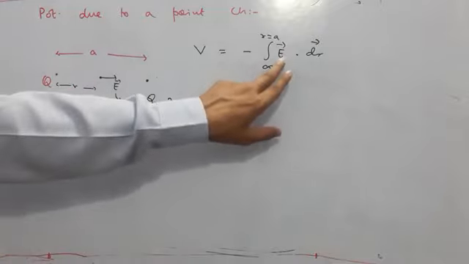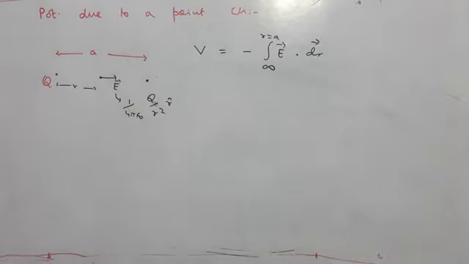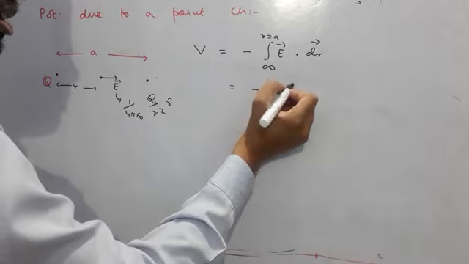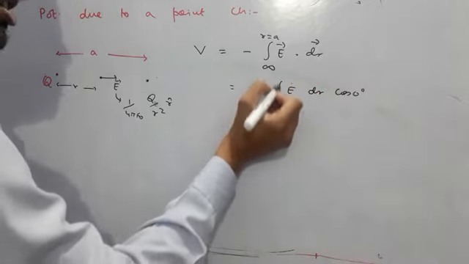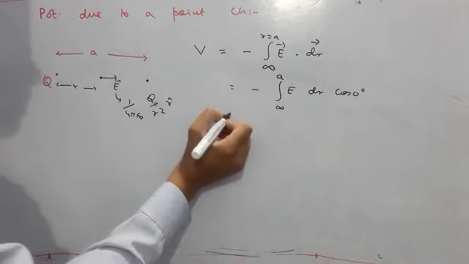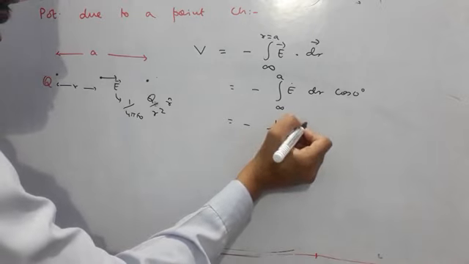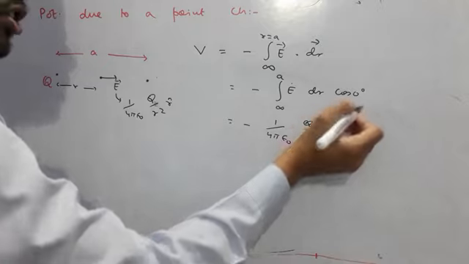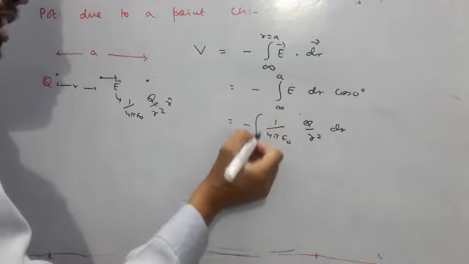Just in this expression, put the value of E. You can see E vector and dr vector are in the same direction. So I can write it like this: minus E into dr into cos 0 degree from infinity to A, which is equal to minus, where the value of E is 1 upon 4 pi epsilon naught Q upon R square, then dr, cos 0 is 1, and integrating it from infinity to A.